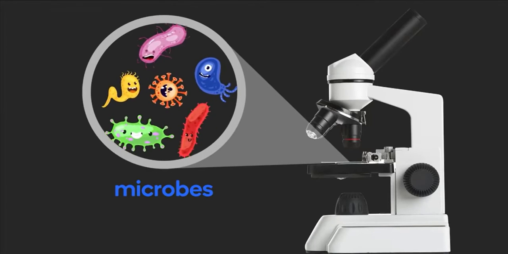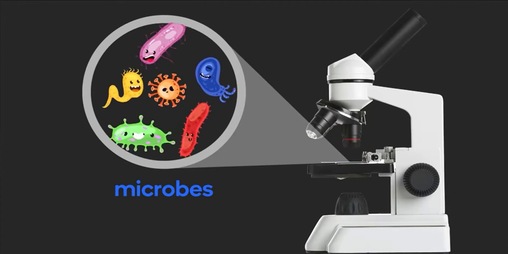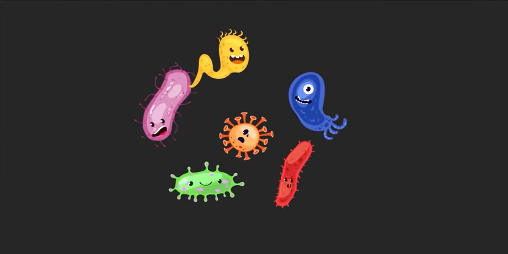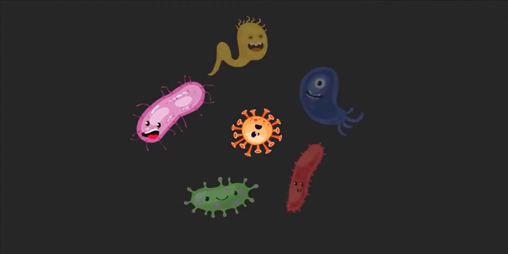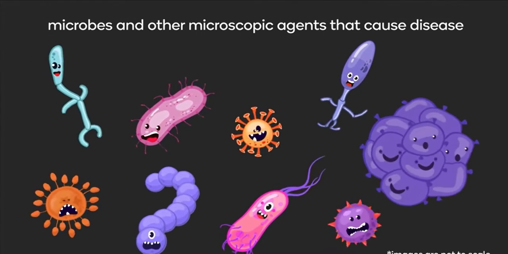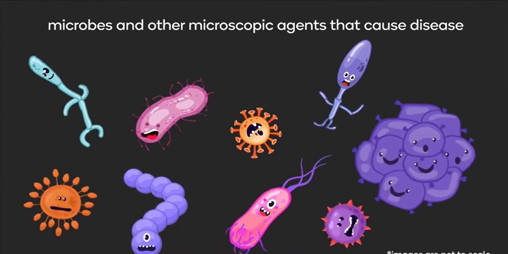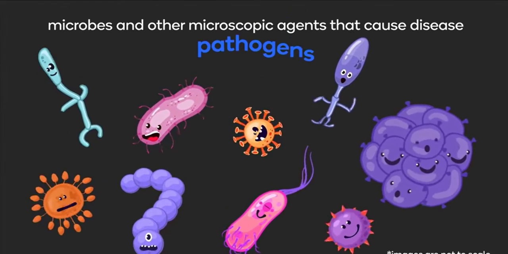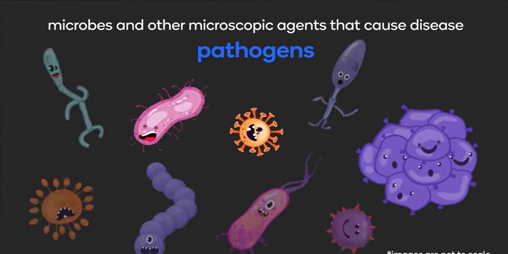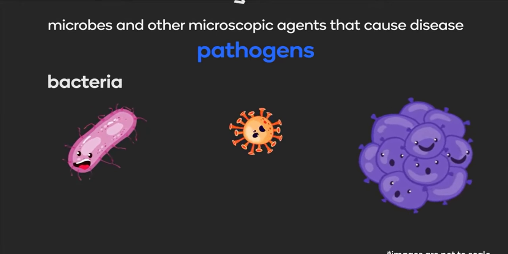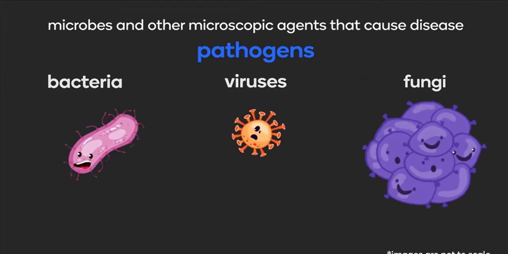There are microscopic organisms called microbes all around us. Some microbes are good for us, while others can cause disease. The microbes and other microscopic agents that cause disease are called pathogens. Most pathogens are bacteria, viruses, or fungi. Let's take a look at each of them to find out why they make such unwelcome party guests.